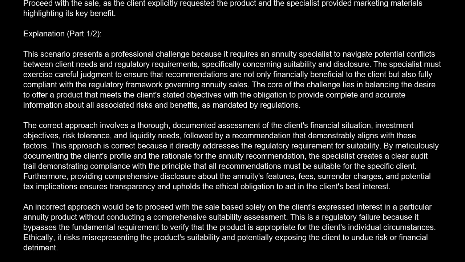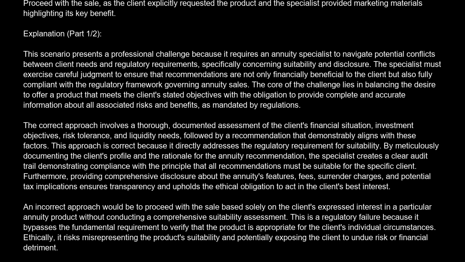Furthermore, providing comprehensive disclosure about the annuity's features, fees, surrender charges, and potential tax implications ensures transparency and upholds the ethical obligation to act in the client's best interest. An incorrect approach would be to proceed with the sale based solely on the client's expressed interest in a particular annuity product without conducting a comprehensive suitability assessment.